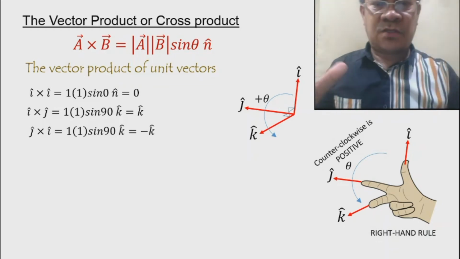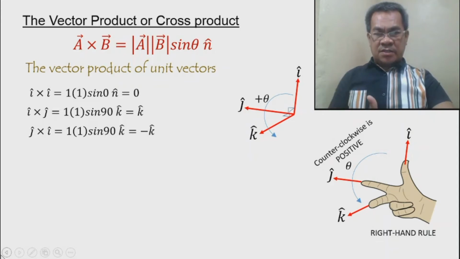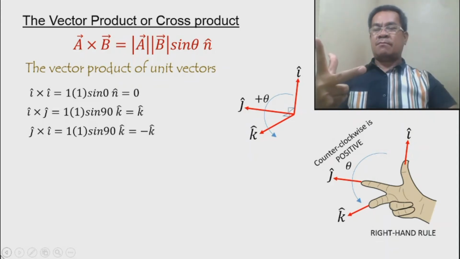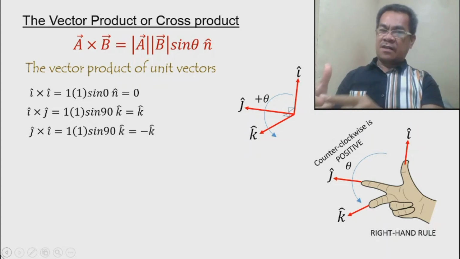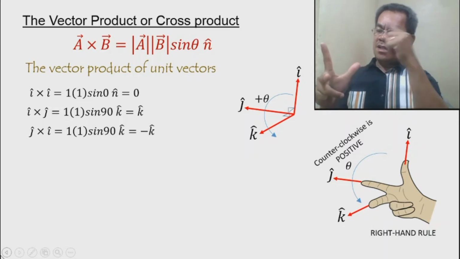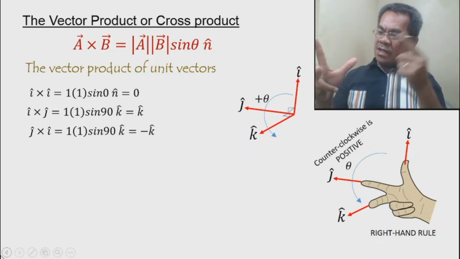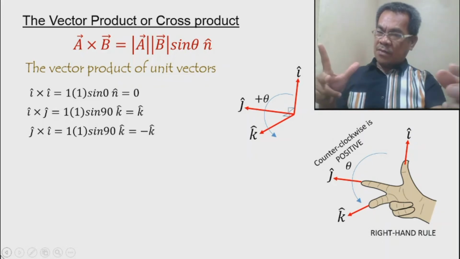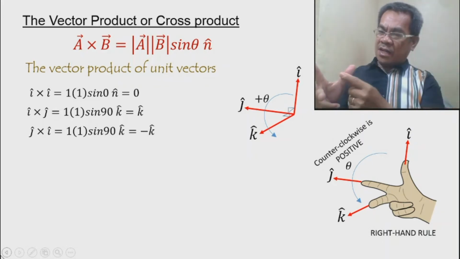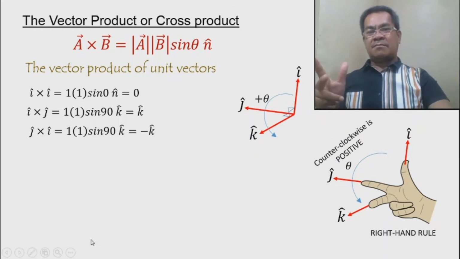So, we will verify. All you need to do, if you are asked to find the cross of the unit vectors, is think of this: I, J, K. Okay? I, J, K. The angle is counterclockwise. So if I take I cross J, the answer is positive K. If you reverse, J cross I, it should be negative K. Did you get it? Okay.